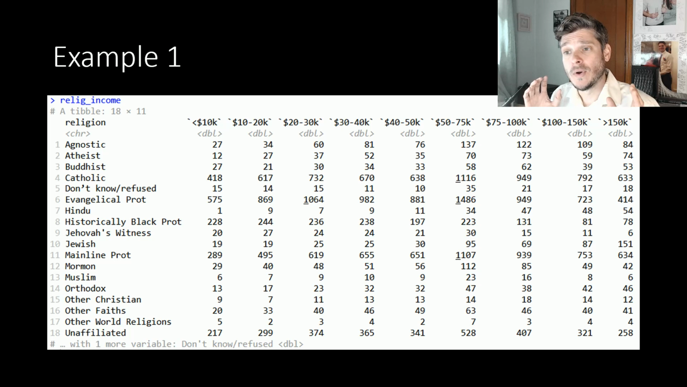All right, so this is what the data frame looks like in R. So again, if you type religious income, if you have Tidyverse loaded, here it is, boom. And so we see we have the first variable, religion, which has the values agnostic, atheist, Buddhist, Catholic, and so on. So it's in alphabetical order. And then all of my columns would be the income. So do you make less than $10,000? How many people make less than $10,000? How many make between $10,000 and $20,000? How many make between $20,000 and $30,000? And so on.